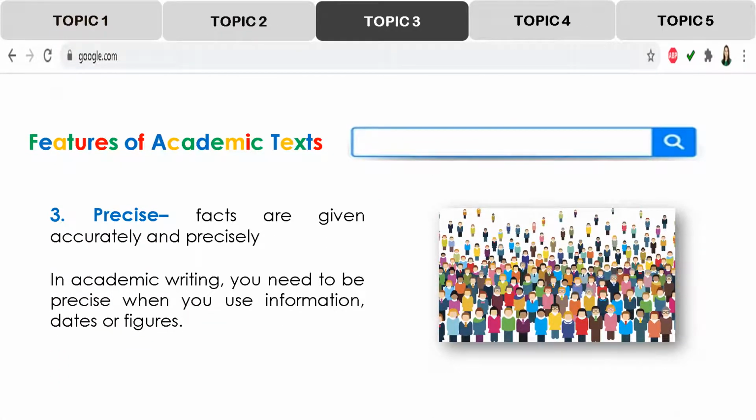Third is precise. All information you included in your paper must be accurate and precise. In academic writing, you need to be precise when you use information, dates, or figures. For example, do not use a lot of people when you can say 50 people.